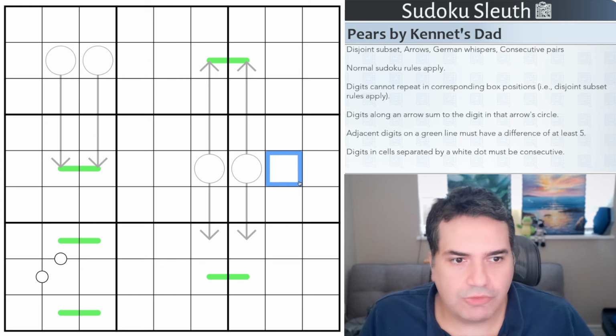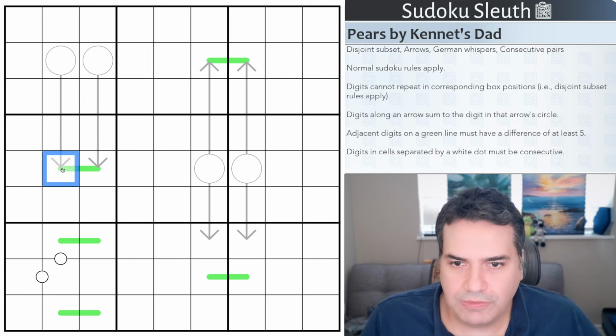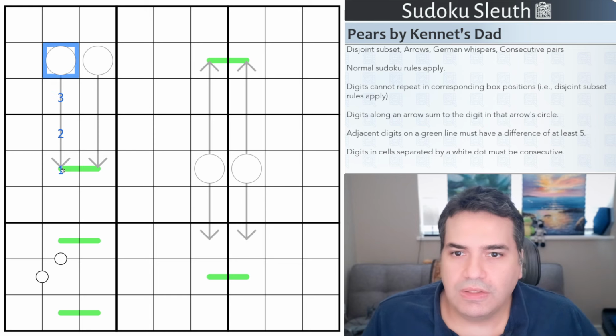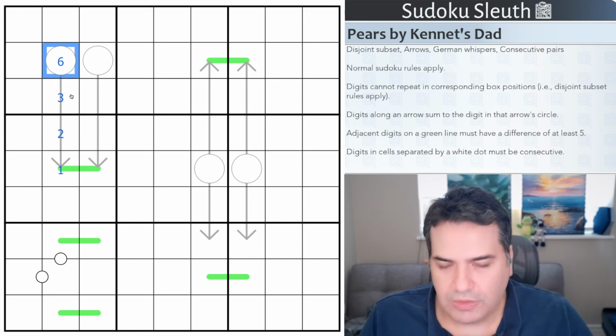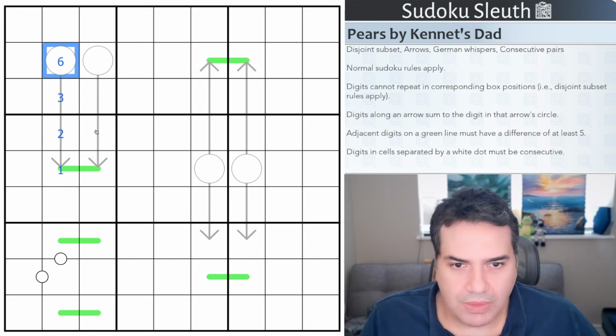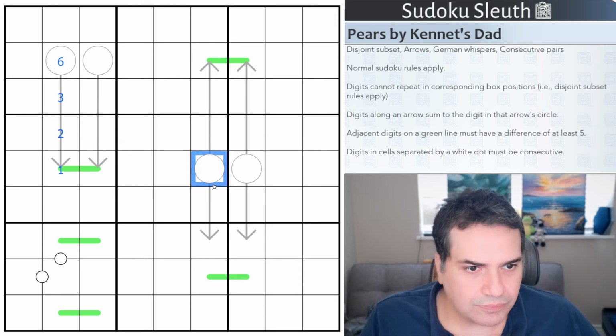What else do we have? We've got digits along an arrow summed to the digit in that arrow circle. So for example, if this is 1, 2, 3, then this arrow circle here is the sum of whatever is on the arrow. So 1 plus 2 plus 3 is 6. You'd have to write a 6 in here. And that will be true for all the arrows and sums that are shown.